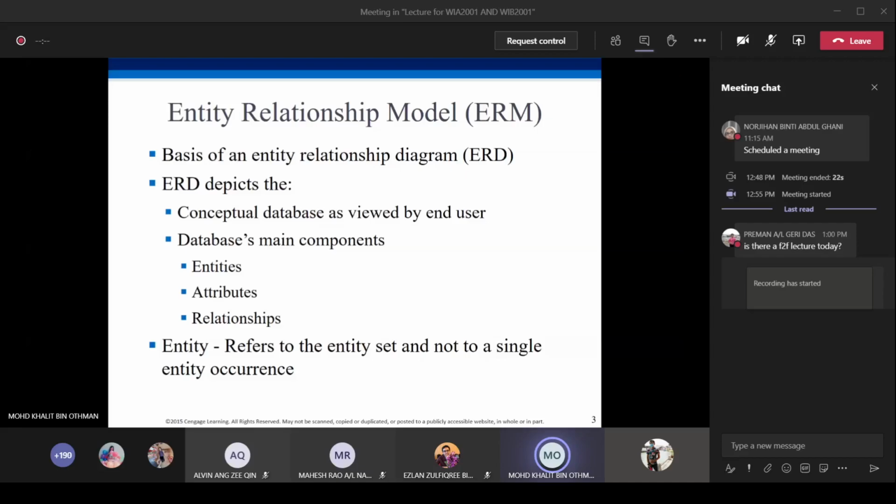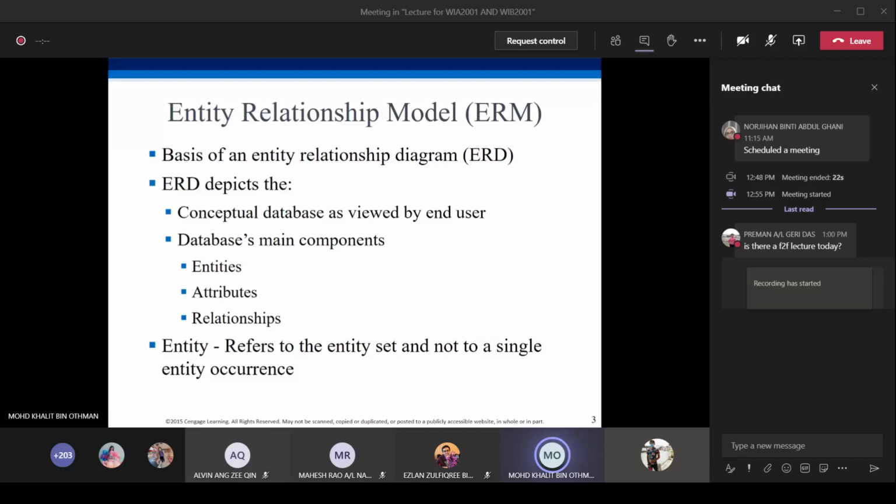First is entity, and what is an entity? An entity is an object of interest to the end user. Examples of entity: a student, a professor, a class or course, and so on. In ER notation, an entity name is a noun, usually written in capital letters. The second component of the database is attribute. Attributes are the characteristics of an entity. For example, student name, student ID, and student address are examples of attributes for the student entity.